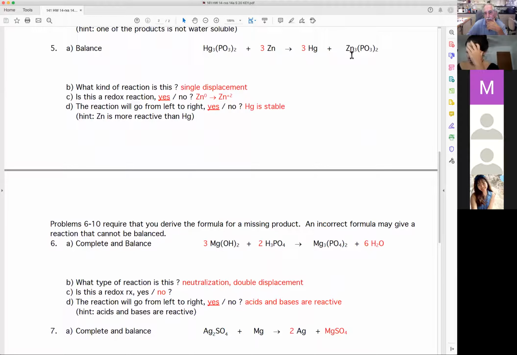So here the hint was that zinc is more reactive than mercury. So here's zinc, it's more reactive than mercury. So if I do go in that direction, I get a more stable metal formed. So this reaction will happen. Do I expect you to know that zinc is more reactive than mercury? No, not necessarily. That's why I gave you the hint here.